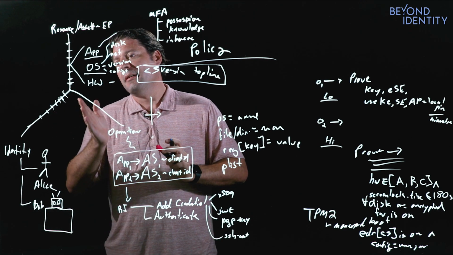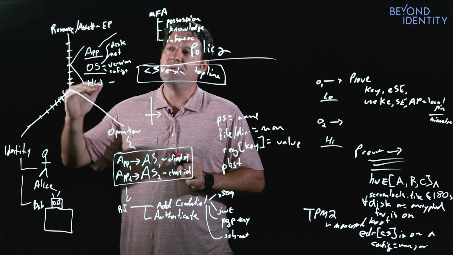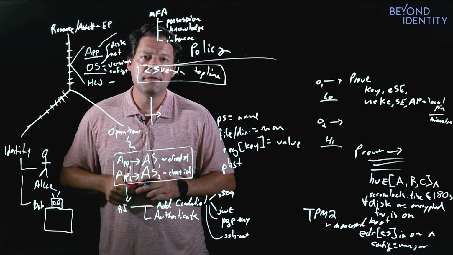How do you, relative to what someone's trying to do, essentially assert or prove the level of trust that is present on the resource and in the identity driving the operation.